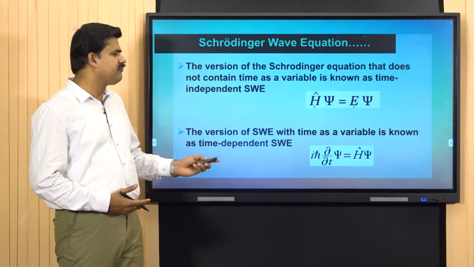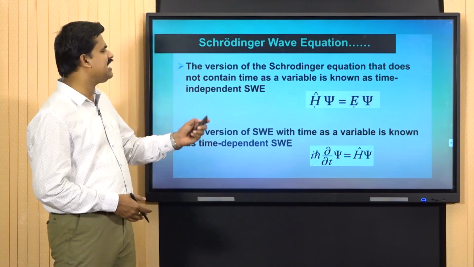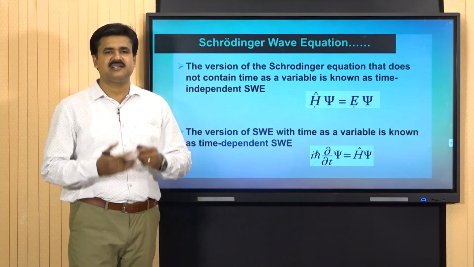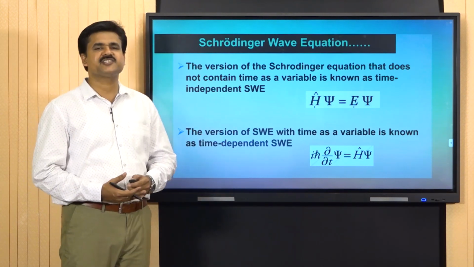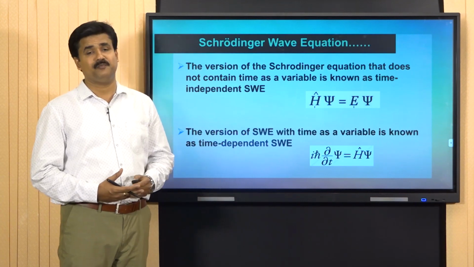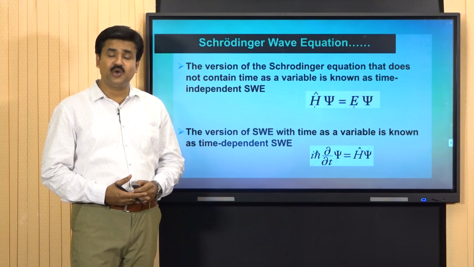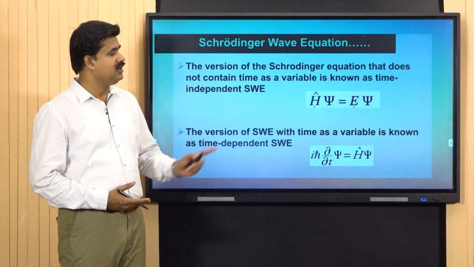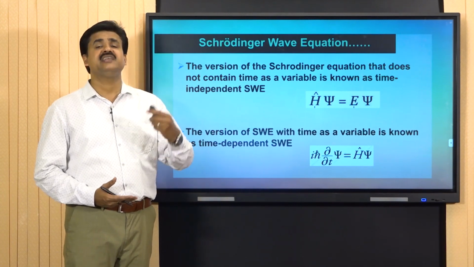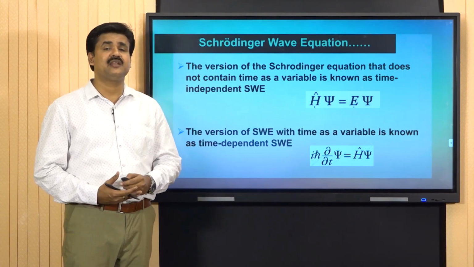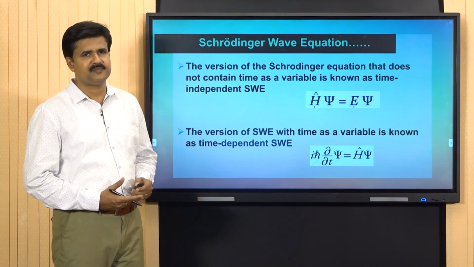The version of Schrodinger wave equation with time as a variable is known as time-dependent Schrodinger wave equation. The time-dependent Schrodinger wave equation in its simple form can be represented as i h cross dou psi by dou t equal to Hamiltonian psi, where H hat, as you know, is known as the Hamiltonian operator or the total energy operator.